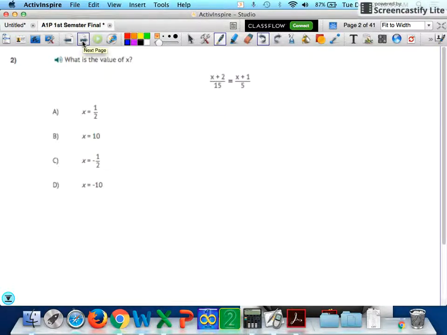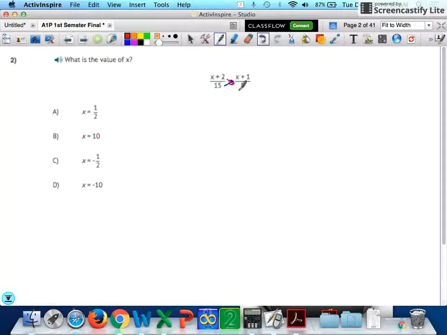Number 2, what is the value of x? This is a problem where you have to do something you've seen before, but it might have been a while, where you cross multiply. Okay? So we multiply our top left, our bottom left, and our top right. We go diagonal. All right?